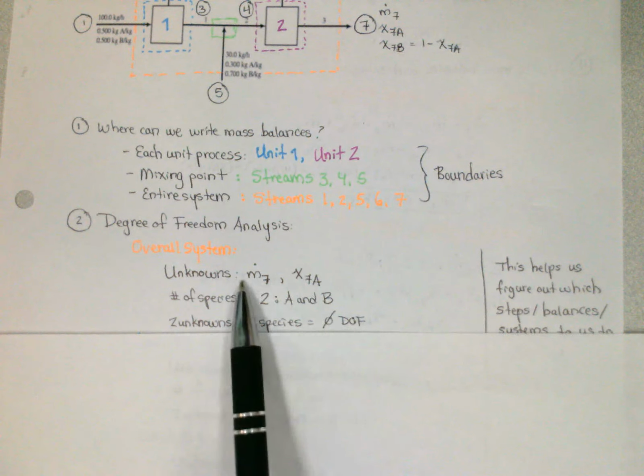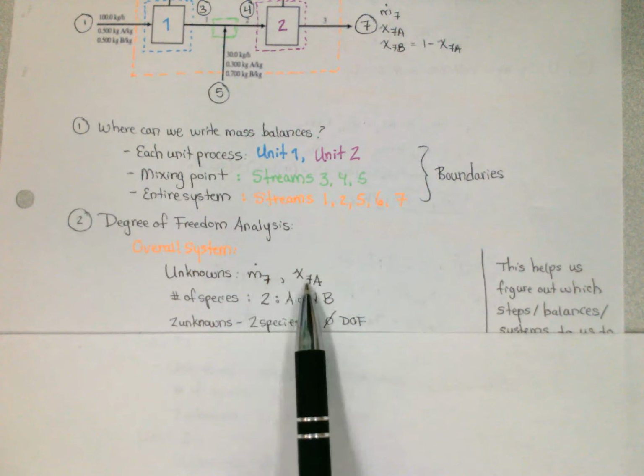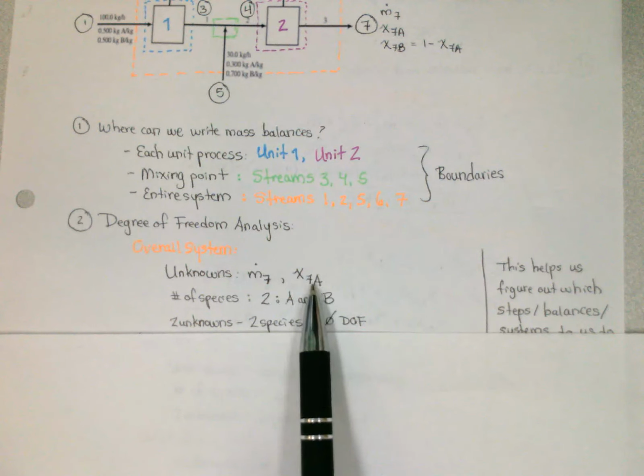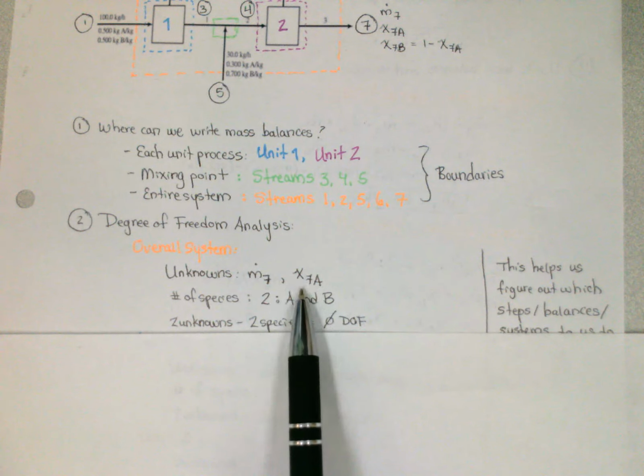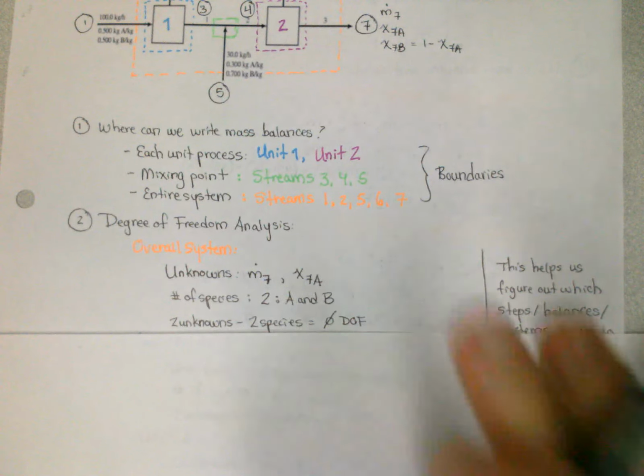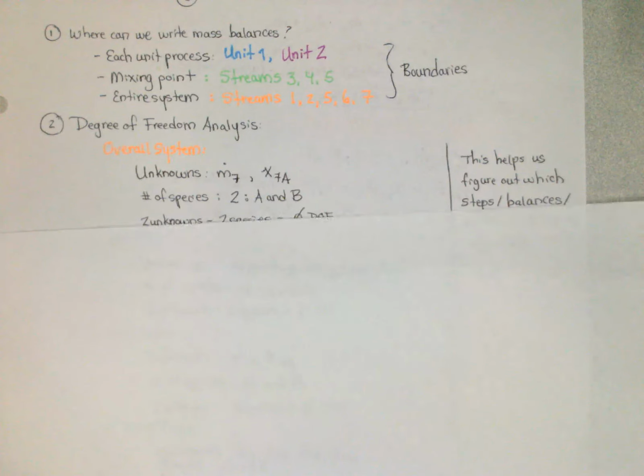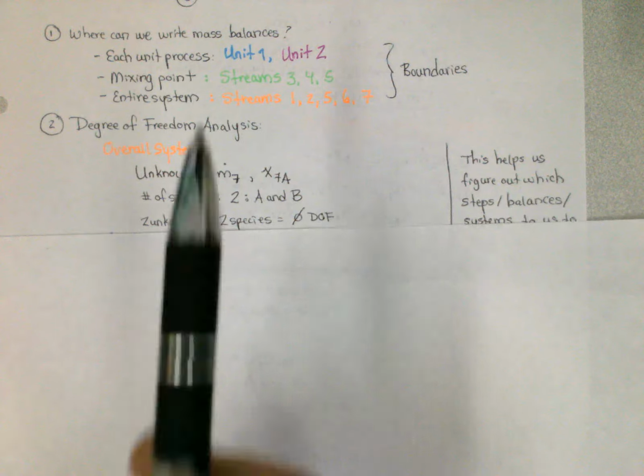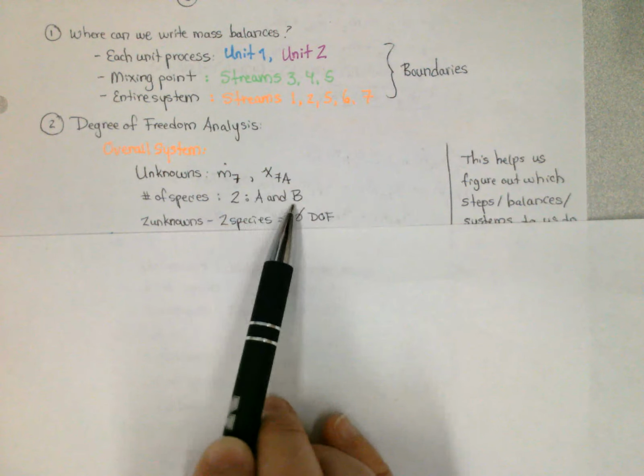So we can solve for these 2 unknowns, M7 and X7A, using the overall system balance and boundary. Using the overall system boundary, that's the better way to say it. We're going to have to write a balance on A and B as well.